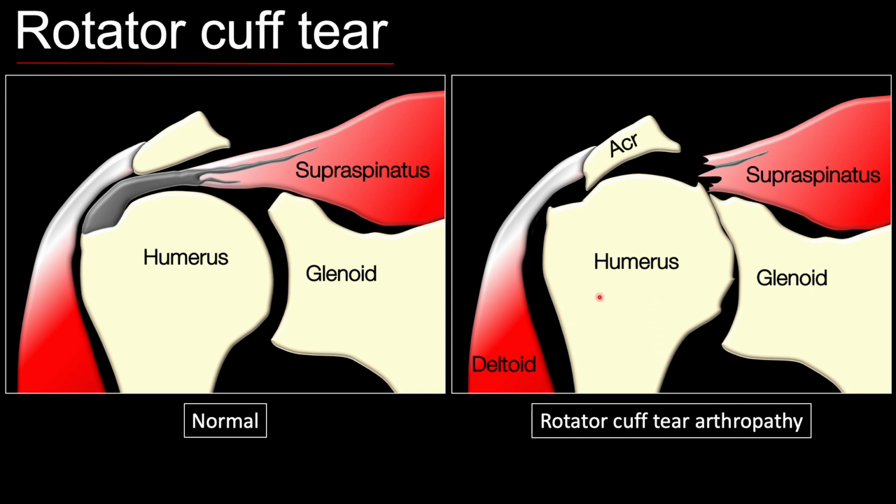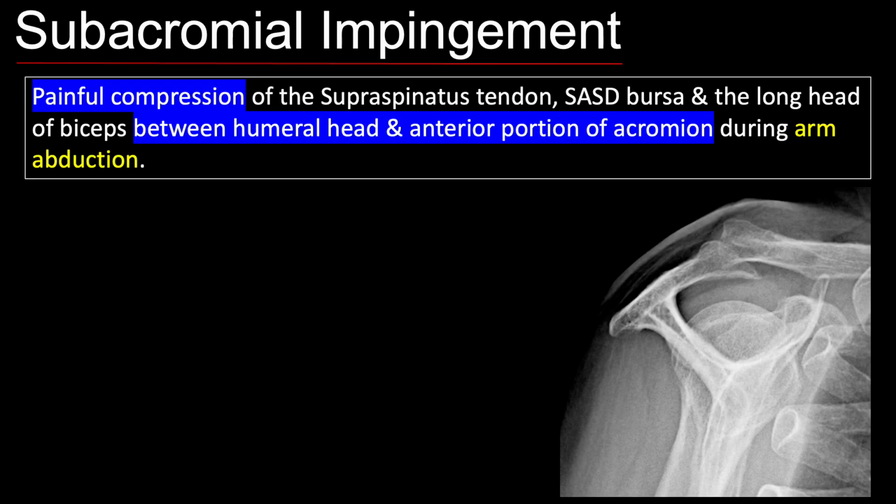All right. So there will be reduction in the acromiohumeral distance. There will be medial migration of the humerus. Ultimately, it will result in something known as rotator cuff tear arthropathy. So let's begin with impingement. How do you define subacromial impingement?